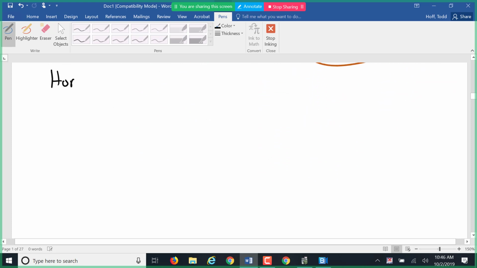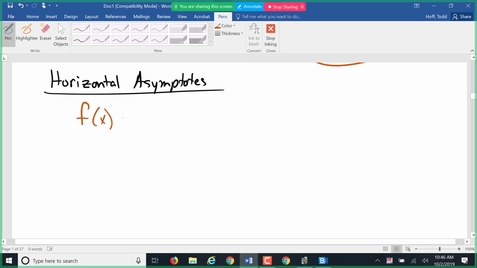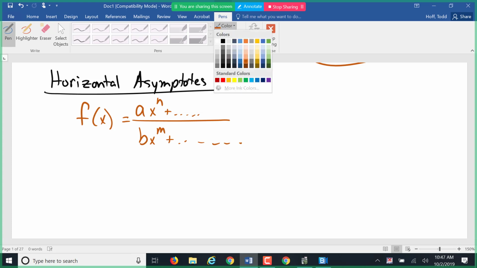Horizontal asymptotes are a little bit more complex. So if our function f of x is of the form a times x to the n plus blah, blah, blah, over b times x to the m plus blah, blah, blah. Those are, remember, each polynomial functions.